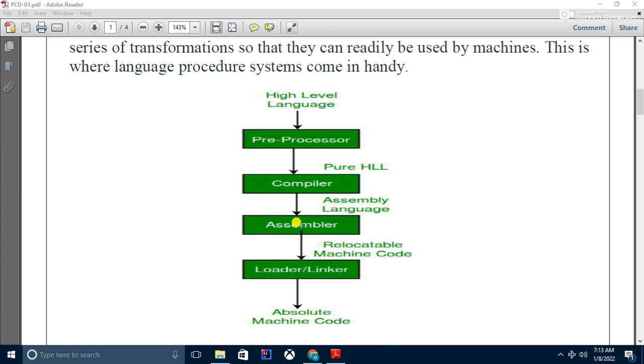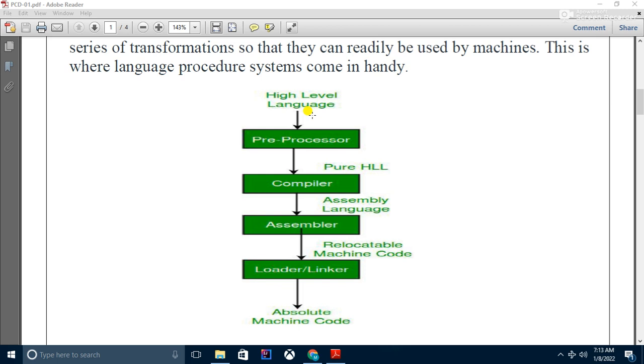The entire process of compilation may be roughly divided into different phases, like pre-processing, then it goes through the compiler program, then through the assembler program, and finally, by using the loader or linker program, the pure machine language program can be generated.